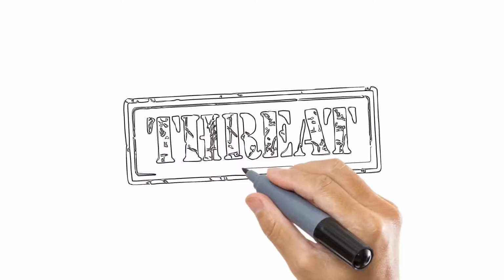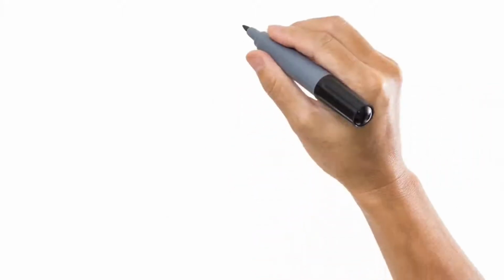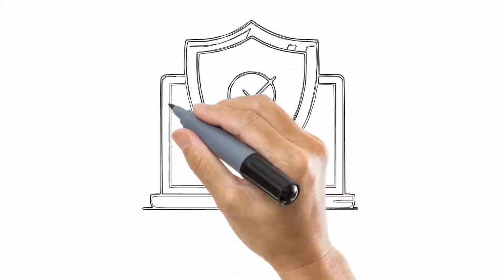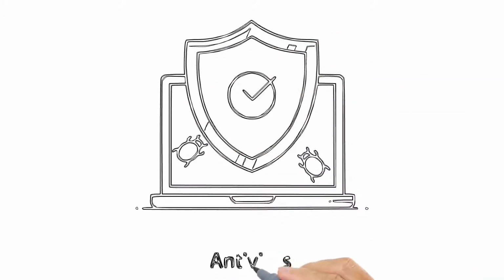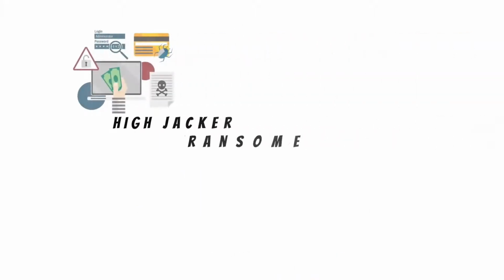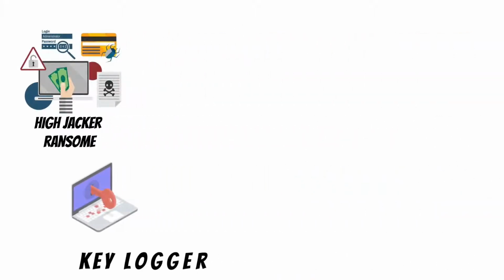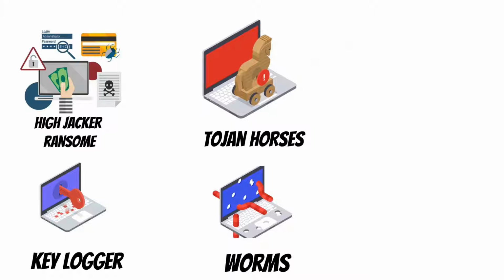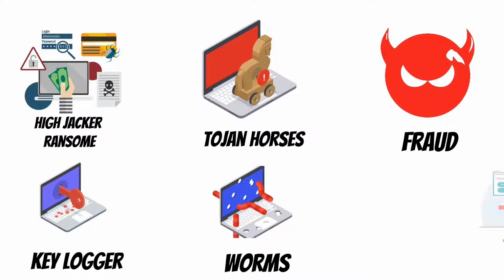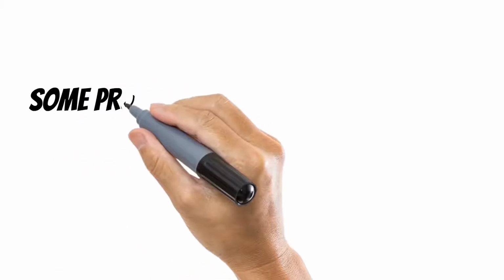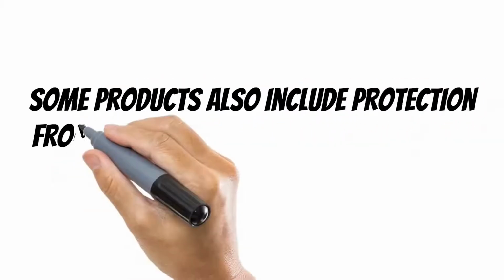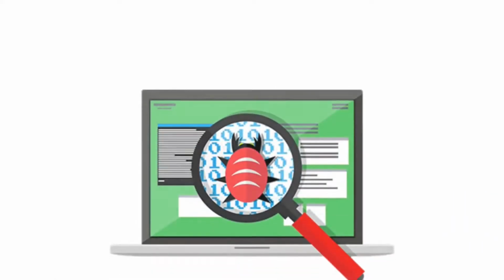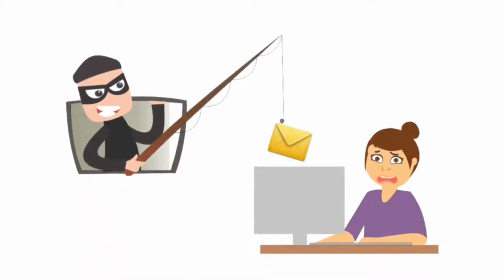In particular, modern antivirus software can protect users from malicious browser helper objects, BHOs, browser hijackers, ransomware, keyloggers, backdoors, rootkits, Trojan horses, worms, malicious LSPs, dialers, fraud tools, adware, and spyware. Some products also include protection from other computer threats, such as infected and malicious URLs, spam, scam, and phishing attacks, online identity, privacy, online banking attacks, social engineering techniques.